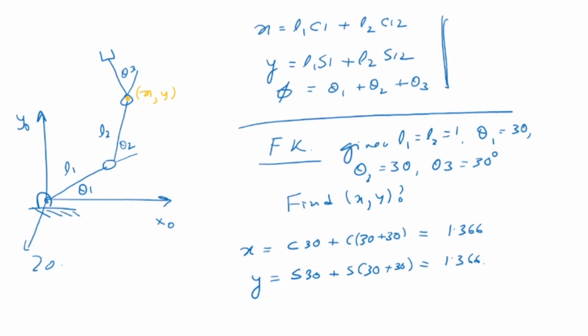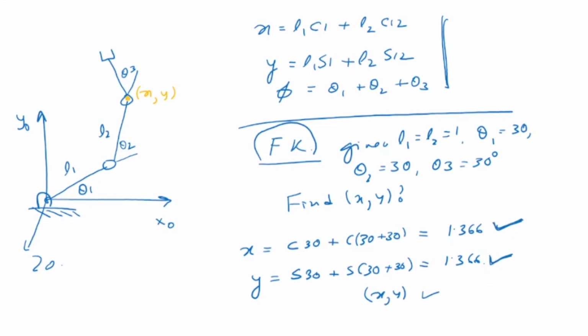So we get the coordinates of x and y. The two coordinates are given by this, equal to x, and that, equal to y. Okay, this is my forward kinematics problem. Now suppose I want to do the inverse kinematics. In the inverse kinematics I am giving this number and this number, the x and y coordinates, as 1.366 and 1.366.